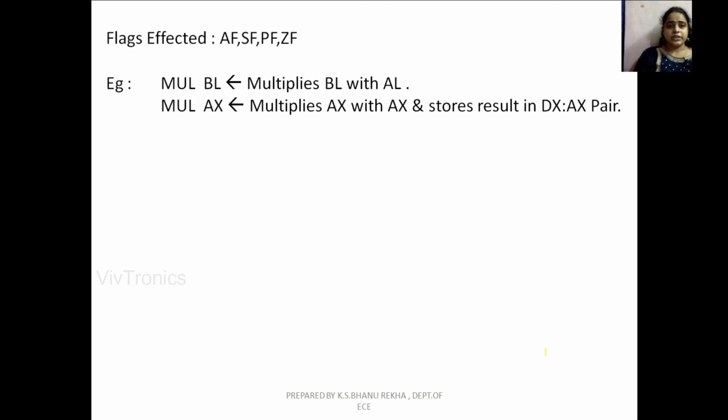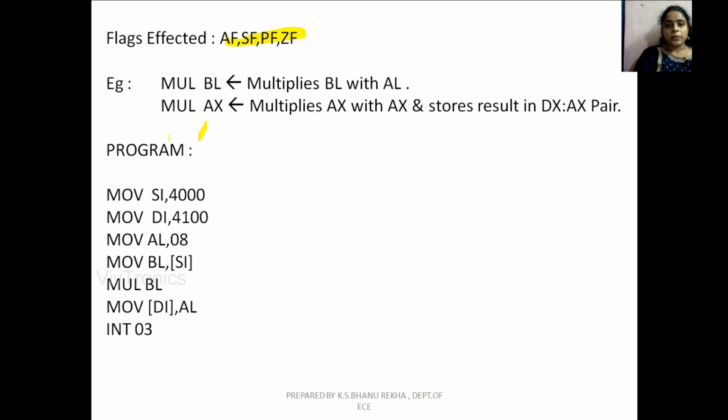And flags affected here are auxiliary flag, sign flag, parity flag and zero flag. Carry flag is not at all associated with multiplication and division operation. So this mul BL is the example instruction. It multiplies BL with AL and stores the result in AX register. Mul AX, so AX register multiplies by default with AX register, multiplies AX with AX and stores the result in DX AX pair. I hope you are clear with these instructions.